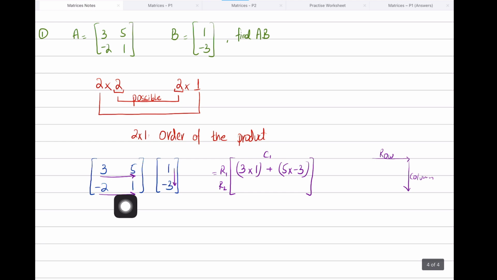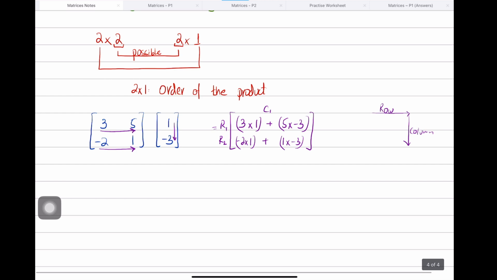So now we take this second row and multiply it by the first column of the second matrix. Notice here also we have two elements horizontally, and here also we have two elements vertically. So minus 2 gets multiplied by 1: minus 2 times 1 plus 1 times minus 3. Now you can't leave it over here, of course. You have to simplify it. Any answer that you give in matrices, you have to simplify.